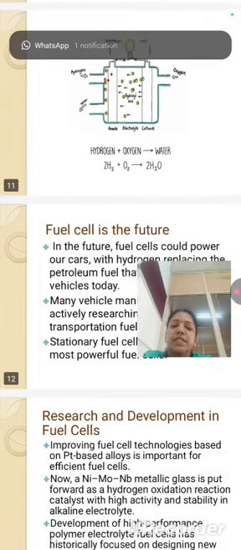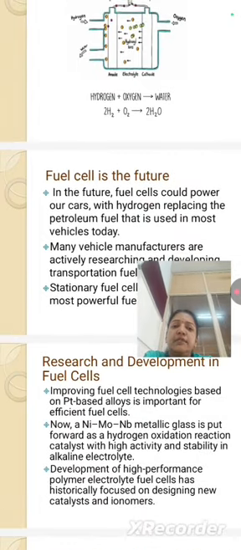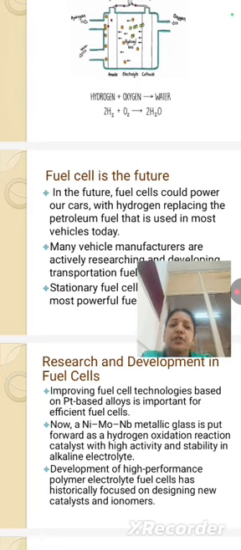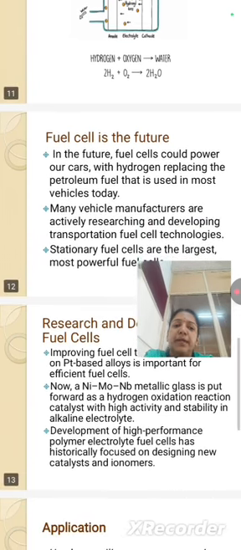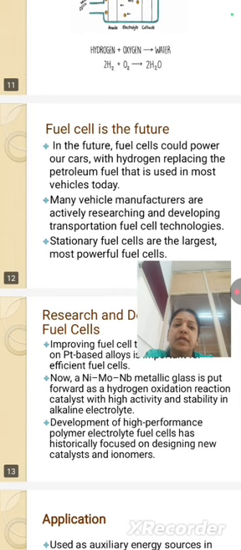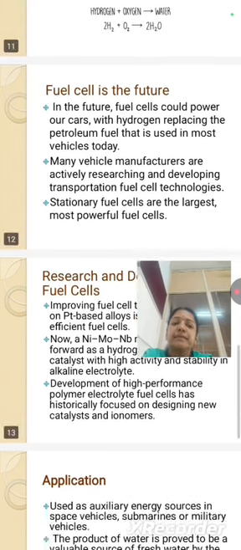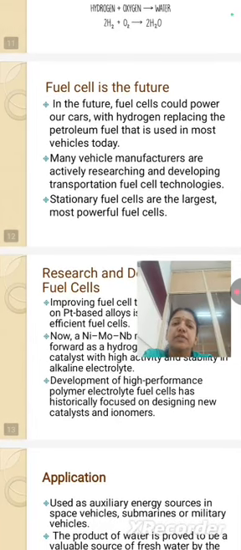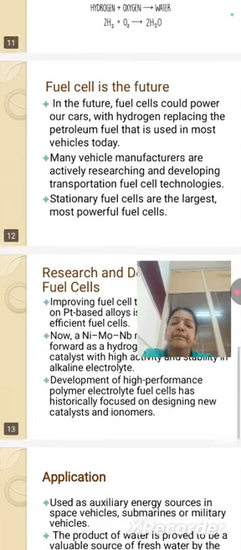The fuel cell is the future, because fuel cells could power our cars with hydrogen, replacing the petroleum fuel that is used in most vehicles today. Many vehicle manufacturers are actively researching and developing transportation fuel cell technologies. Stationary fuel cells are the largest and most powerful fuel cells.